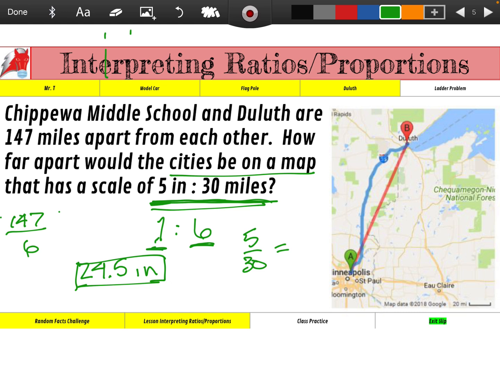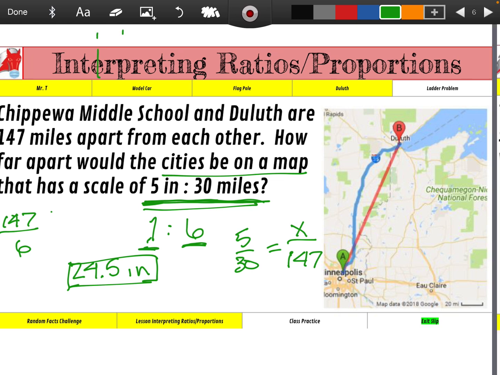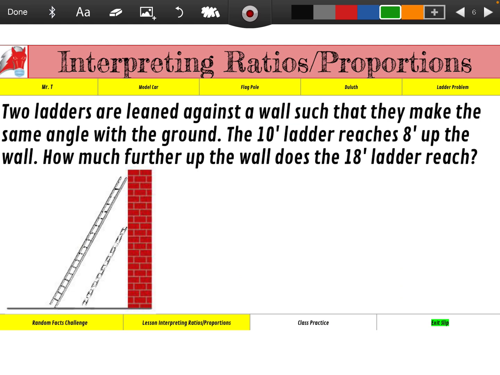I could also set this up as a proportion, right? A proportion statement is where we have two ratios, 5 to 30. I want to know what this is, knowing that I have 147 miles. Okay, same thing, cross multiply. I'd end up getting the same thing. Okay? Good. Last one. Now we got a couple steps on this one, so I want to see if you can handle it.